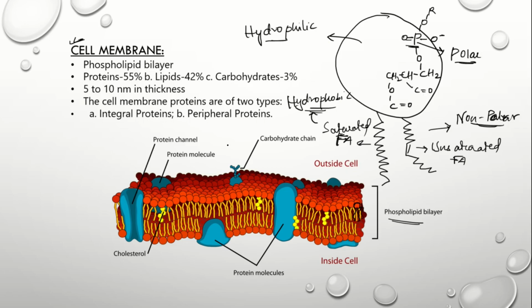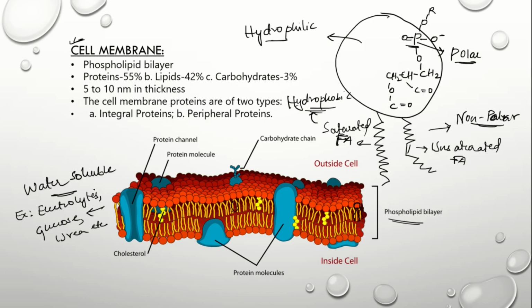But the amazing thing, due to this polar and non-polar configuration and due to the presence of fatty acids, glycerol molecules and carbohydrate molecules, it is a semi-permeable membrane and it does not allow water soluble substances to pass through. The water soluble substances may be your electrolytes, sodium, potassium, calcium, etc., or it may be glucose or urea. These are the examples of water soluble substances. So the best example is glucose. Glucose cannot pass through the cell membrane.